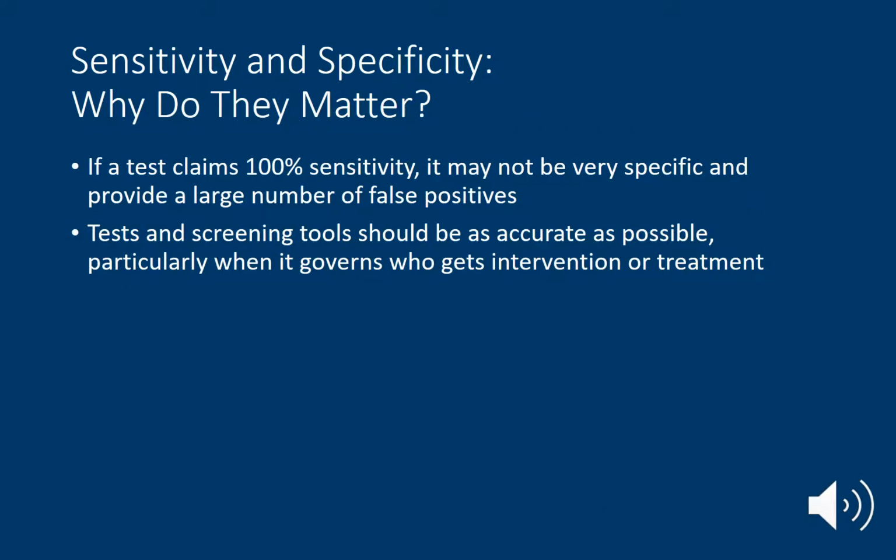So why do sensitivity and specificity matter? If a test claims to be 100% sensitive, then it might not be very specific, and we might get a large number of false positives. So tests and screening tools should be as accurate as possible, particularly when they govern who gets an intervention or treatment.